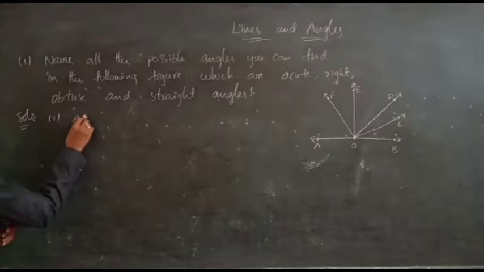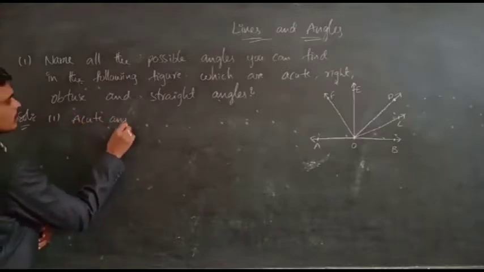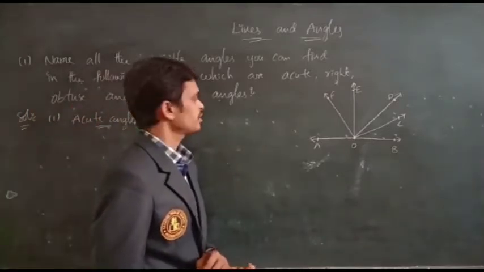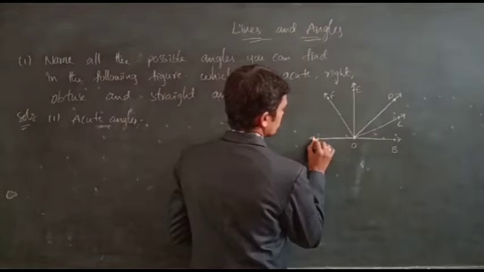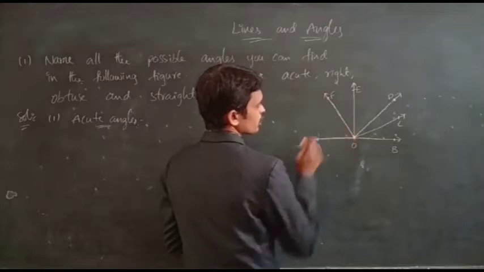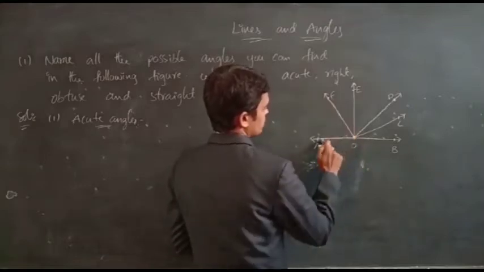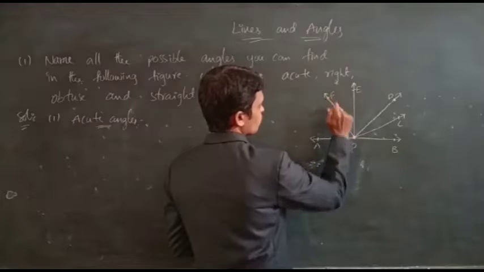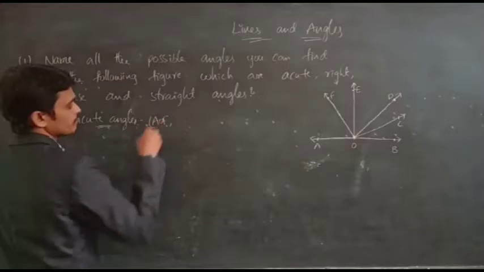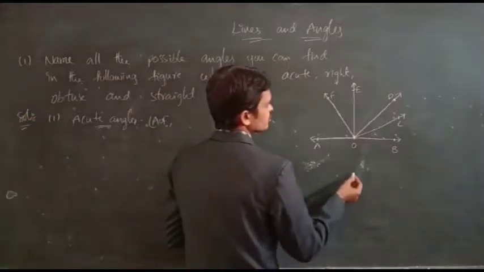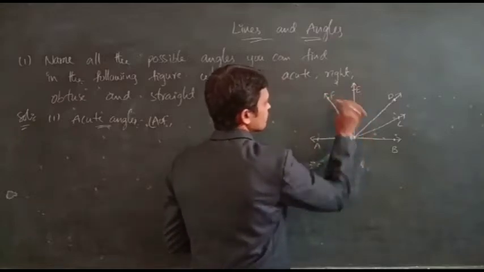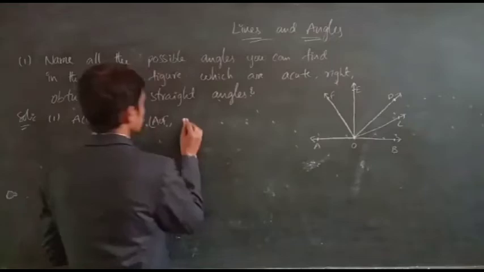First, acute angles, nothing but between 0 and 90. So look at here. Angle AOC, this is an acute angle. See, angle AOF is an acute angle. Next, angle EOF, it is also an acute angle.